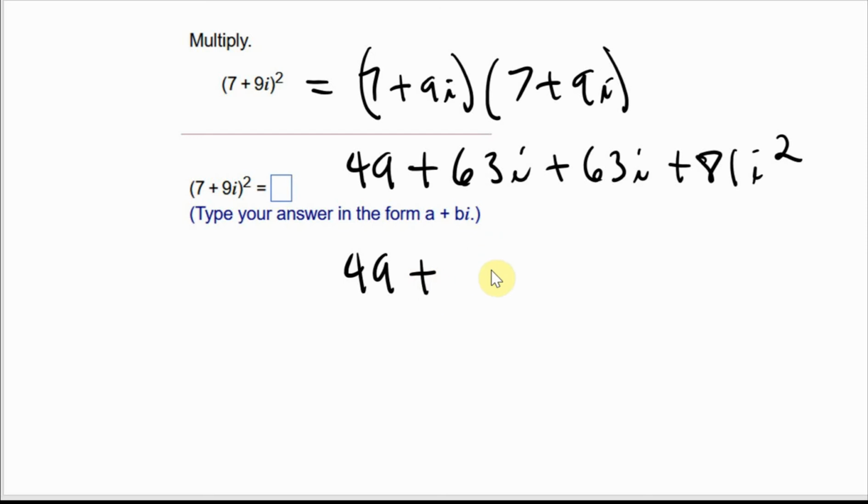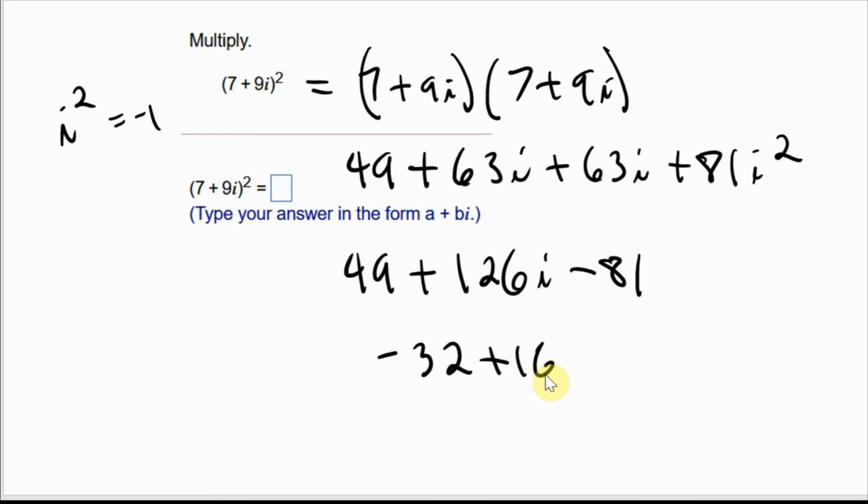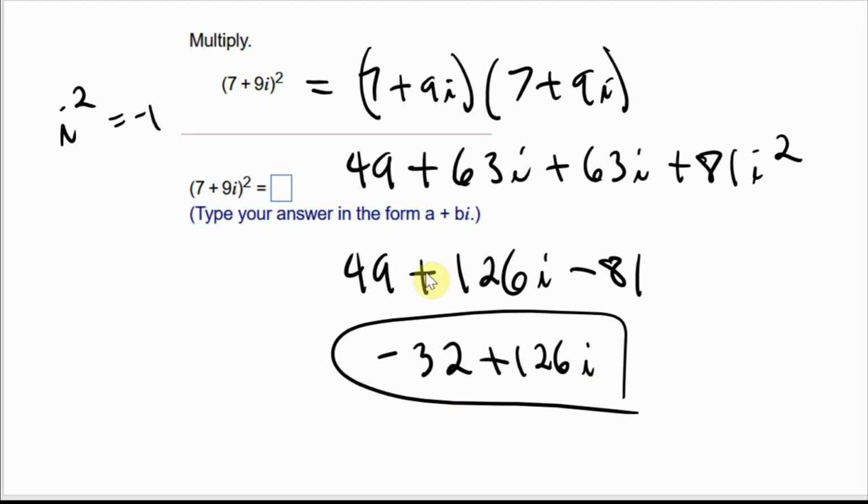We add these two terms here in the middle. They're like terms. And then this is just minus 81. You remember the i squared, again, is -1. And so we simplify that. So won't that be just a negative 32 plus 126i? And again, that's written in the standard form.